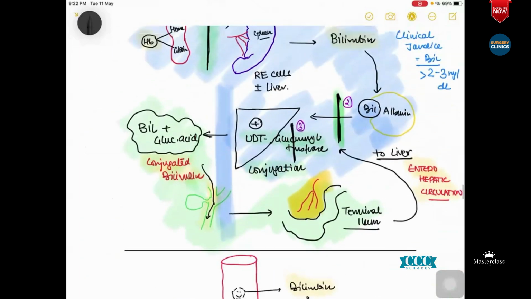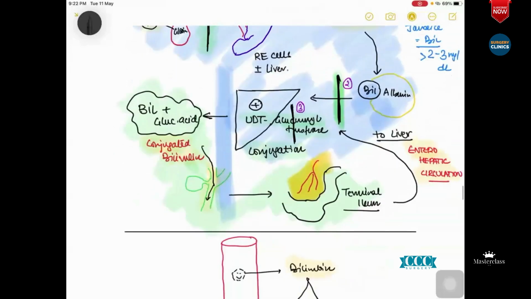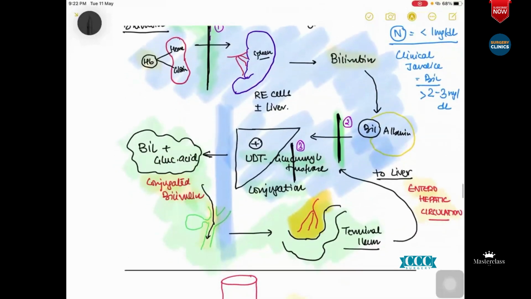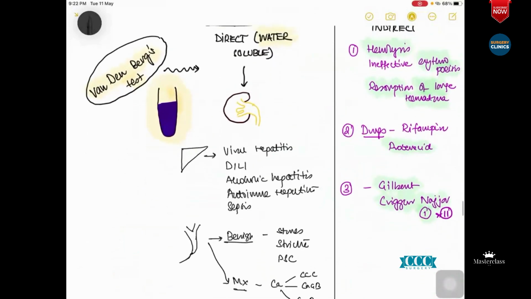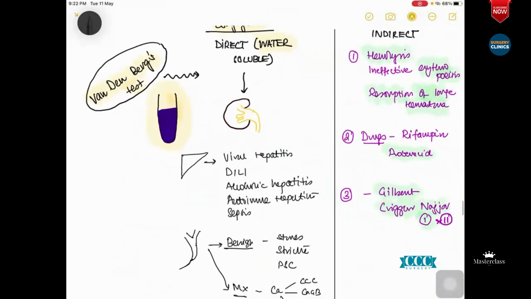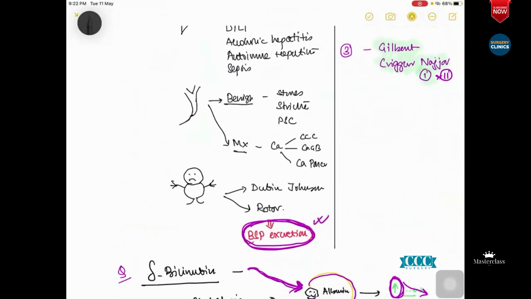So what I tried to say was that anything before this conjugation, the blue segment, is unconjugated. And anything after this conjugation, the green segment, is conjugated bilirubin. You can just take a screenshot of this, if you want, in case you are asked by your examiners.